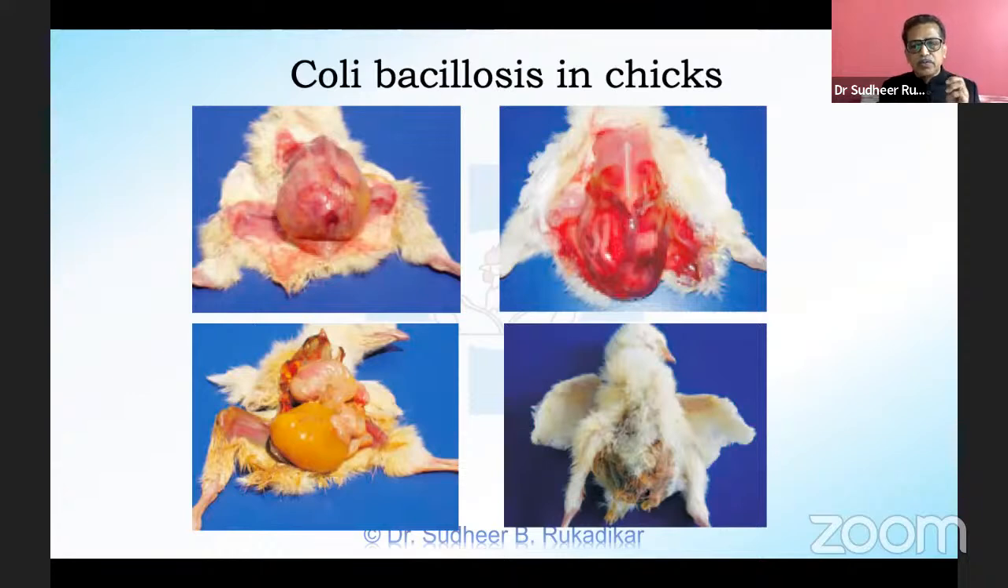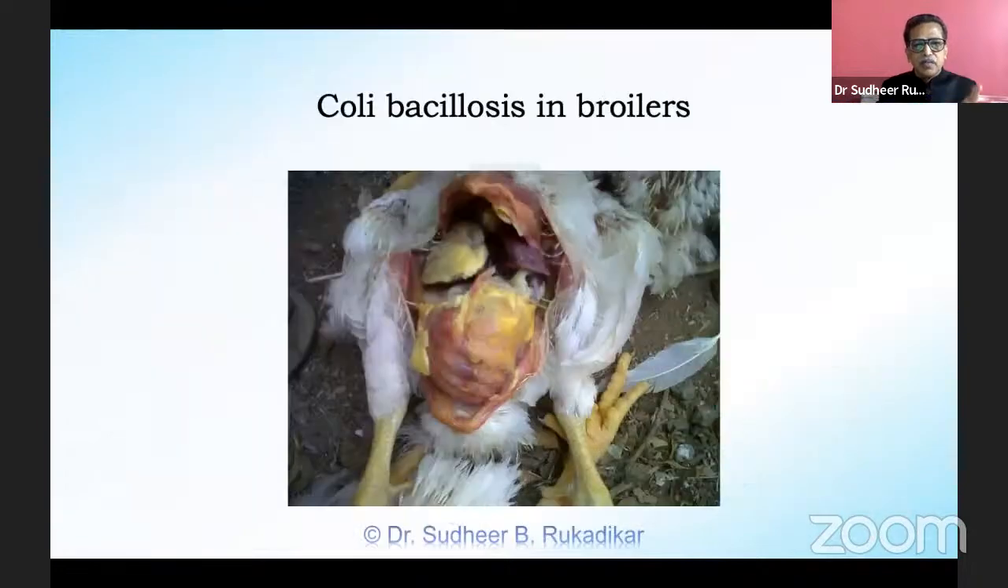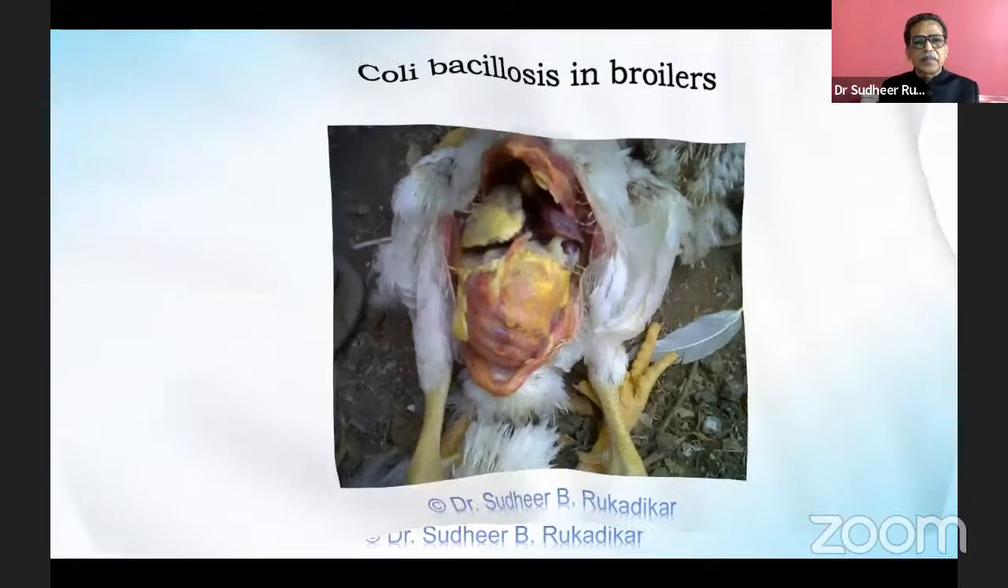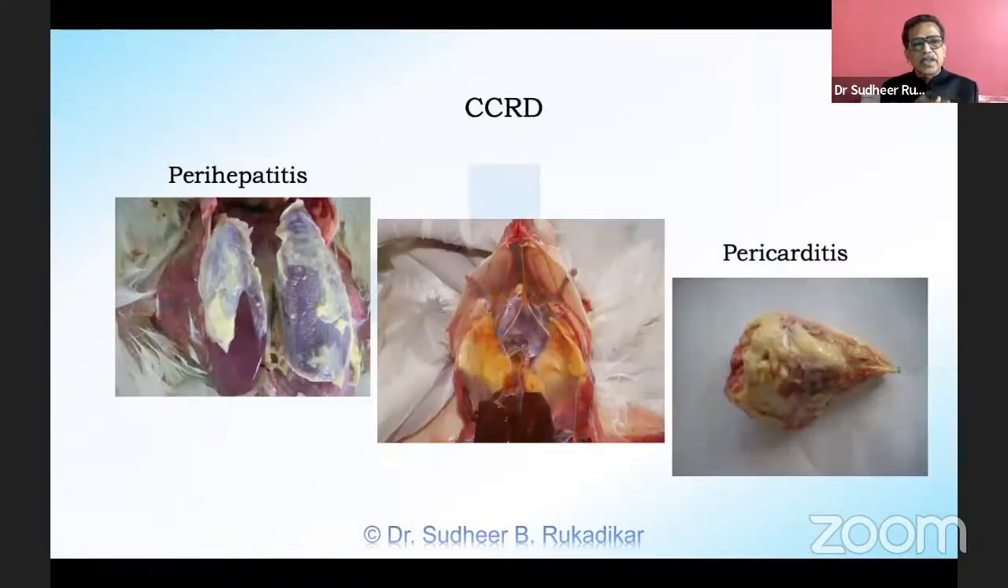Even if we open 1-day-old chicks, sometimes we are seeing this coli bacillosis. In big birds also we are seeing this, which is again a very common thing. Then CCRD, complicated CRD, we are seeing very commonly. As we see a very thick cover on the liver, peri-hepatitis, pericarditis, and the formation of exudates in the air sacs, which is very common in CCRD.